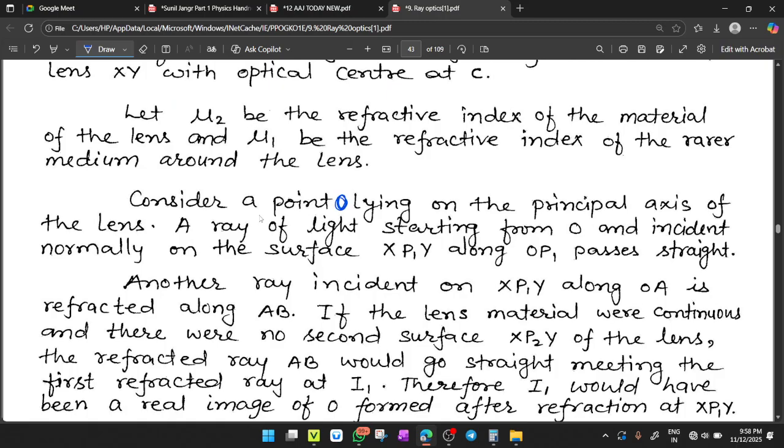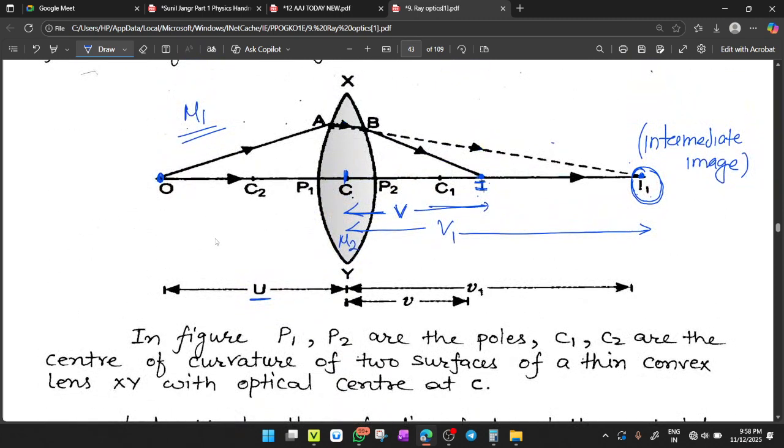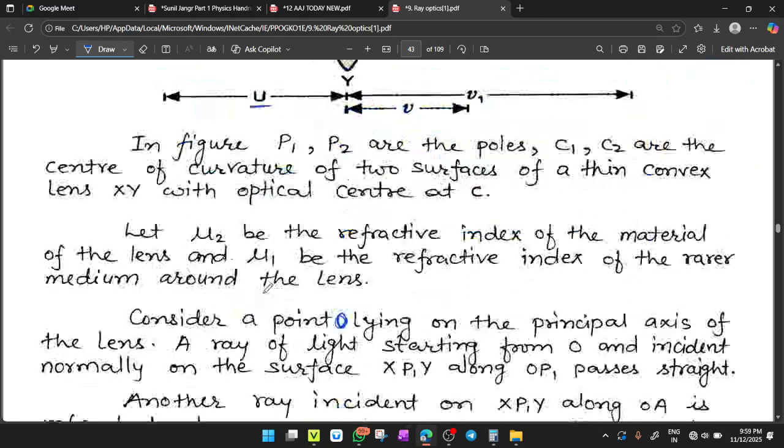A ray of the incident light starts from the point O and is incident normally on the surface XP1Y along OP1, passing straight. So make a first ray that passes through the optical center, and it will go undeviated. Take a straight line through the center. This is the first ray. As we need two rays, we pass the first ray through the optical center. Now, the second ray.